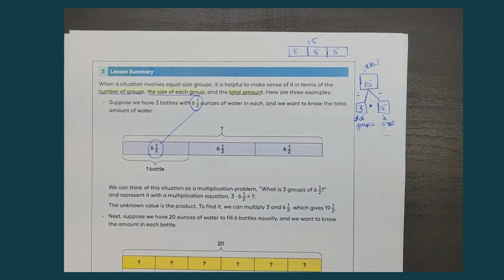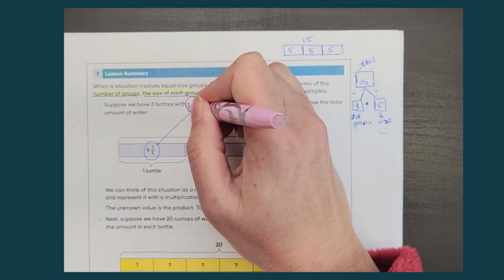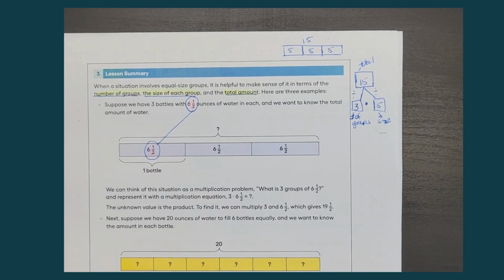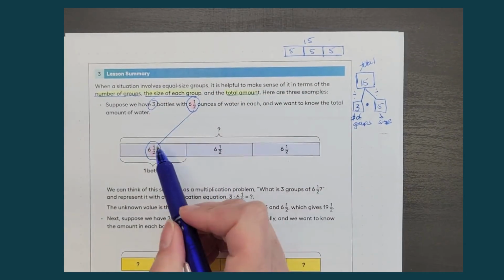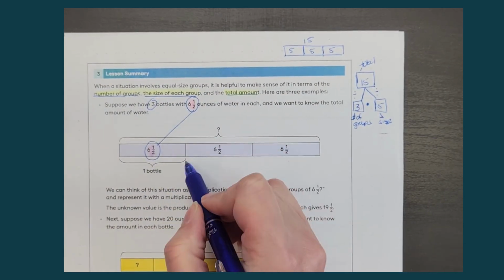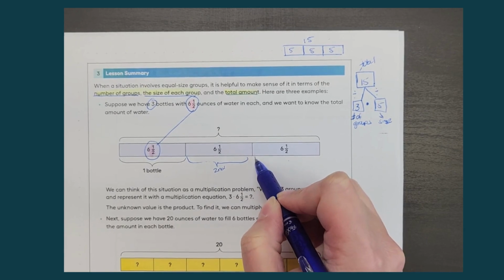So I know that each bottle has 6½ ounces. And there are 3 bottles. So I can see that represented here in these 3 bottles. So I could, if I need to, put a second bottle. This is my third one.